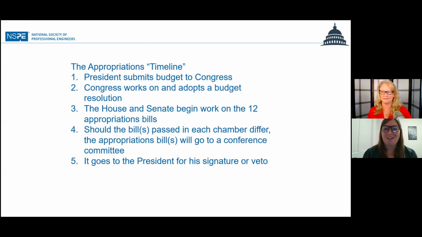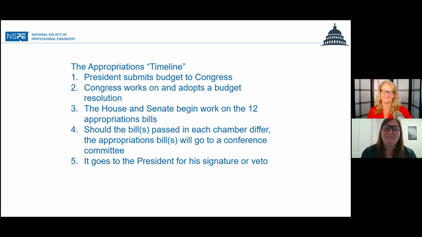So now we're here to talk about the appropriations timeline. Really important, again, to just remind you guys that this is a very bird's eye view of the appropriations process. So there's more than just these 5 steps, but these are the 5 that we're going to talk about today. Also, this timeline is what would happen in a perfect world, in which Congress and the president work together each year to pass a budget on time.